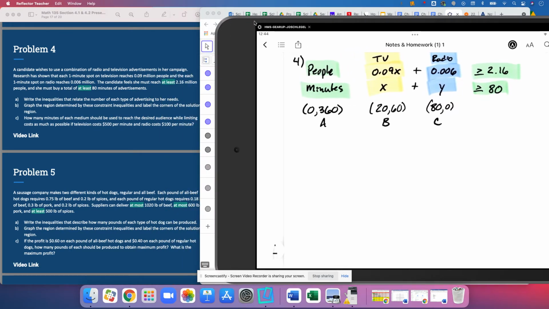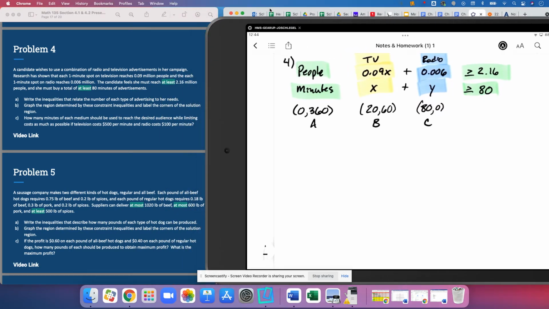And we need to recognize that the question is how many minutes of each medium should be used to reach the desired audience while limiting cost as much as possible, if television costs $500 per minute and radio costs $100 per minute. So the TV ad is going to be $500 for every minute, so 500x. And the radio is substantially cheaper at 100x.